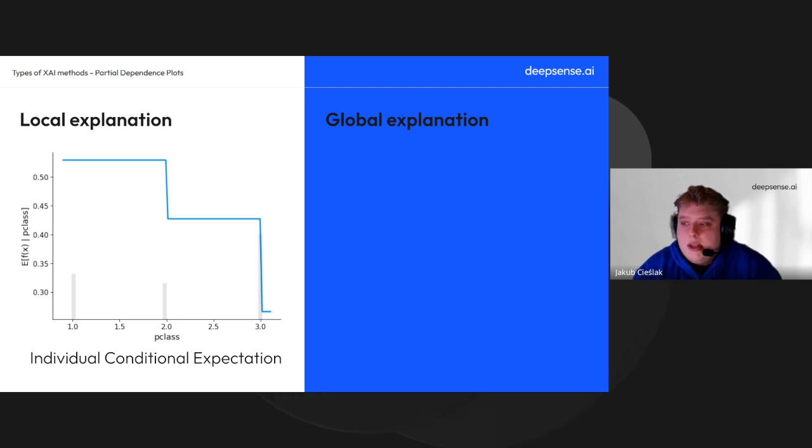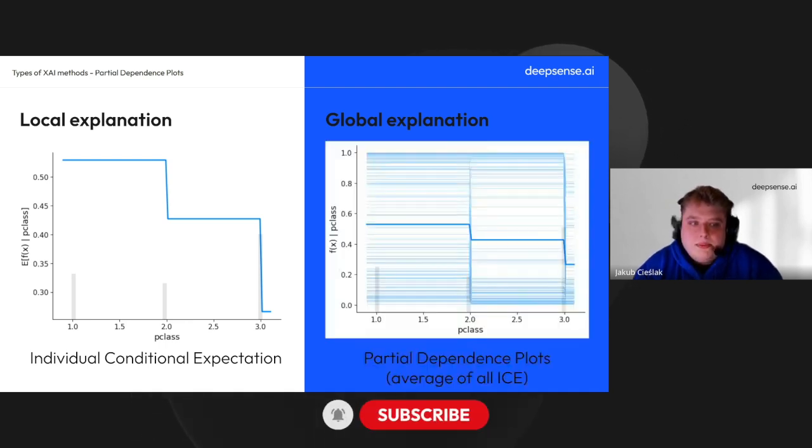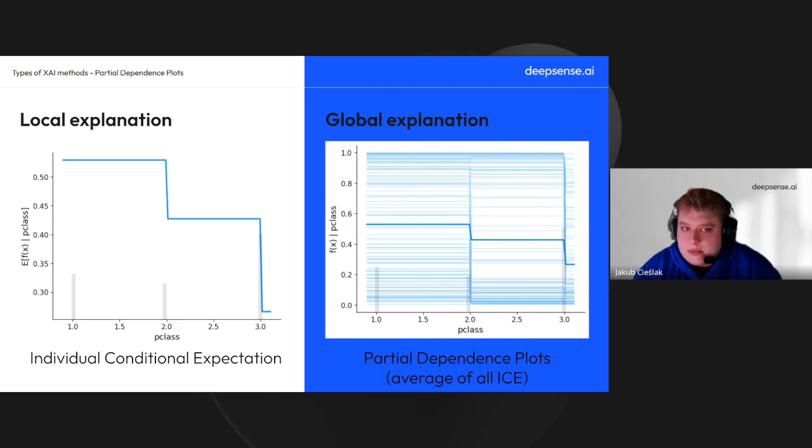So we wonder, if we had a different passenger that would have all other features equal to this passenger but had a different passenger class assigned to him, what the prediction would be for that passenger. And for global view, we have partial dependence plot. It shows global and average effect of a feature across all passengers. It answers the question, on average, how does changing passengers' class, age, or gender impact survival predictions?